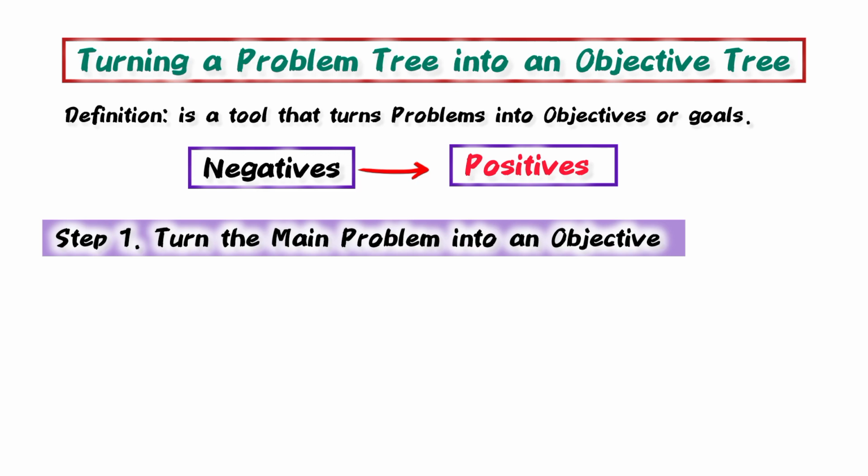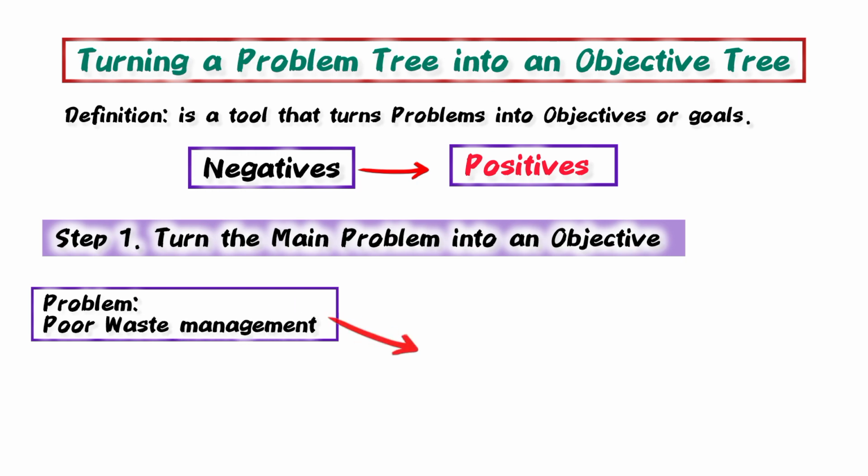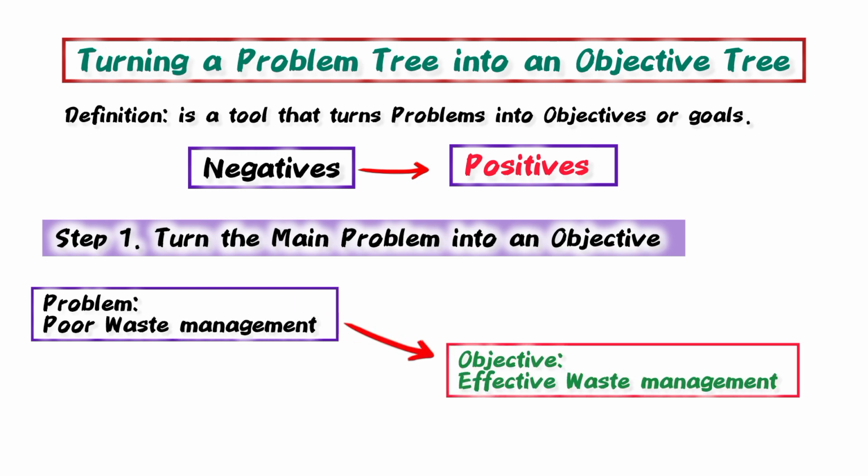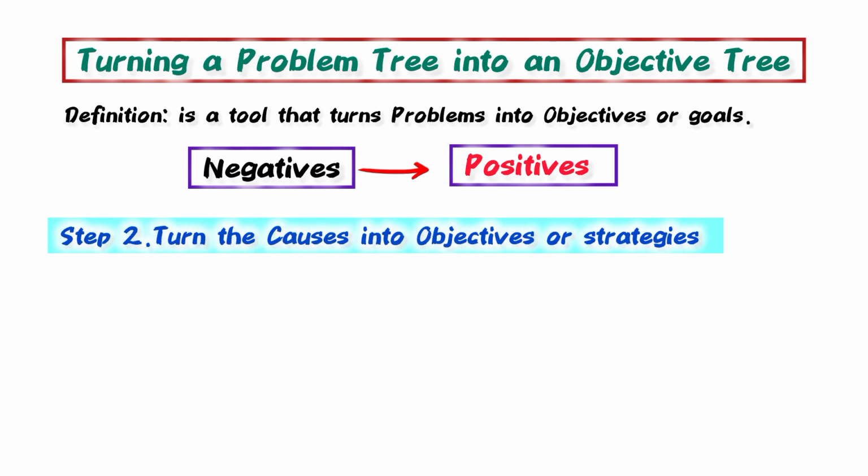Step 1, turn the main problem into an objective. We have a problem, which is poor waste management, and our objective will be effective waste management in the community. Step 2. Turn the causes into objectives.